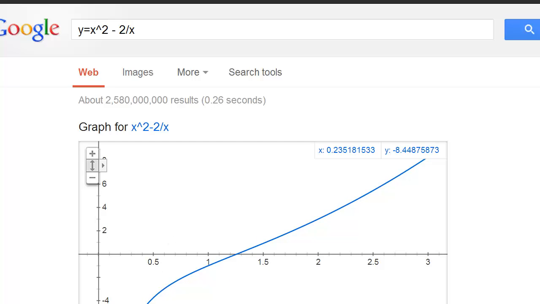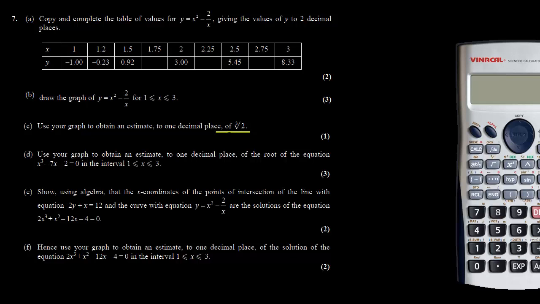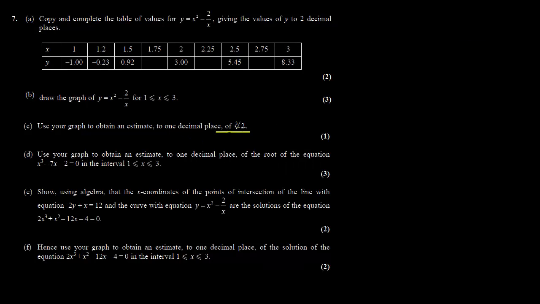Now the first question that we have: use your graph to obtain an estimate to one decimal place. Remember, no matter what the question is, it's a point of intersection. So point of intersection means cube root of 2. So we can check what cube root of 2 is. Cube root of 2 is 1.26. So it has to be one decimal place. So 1.3 is good enough. So it is cube root.